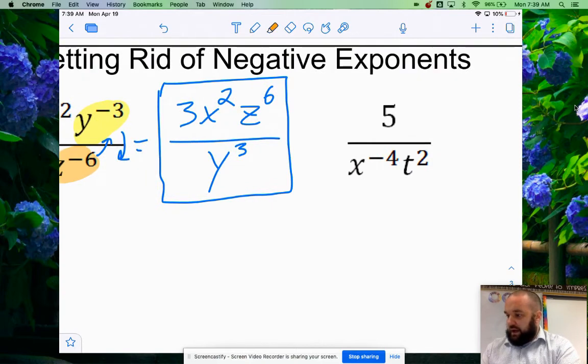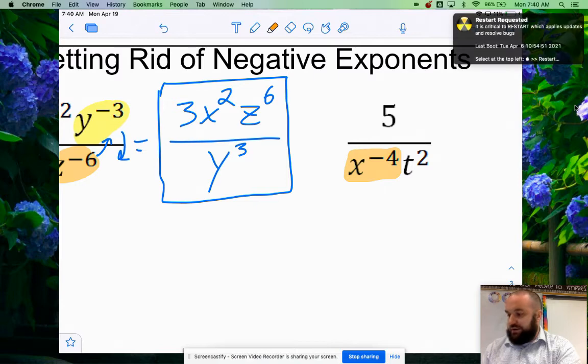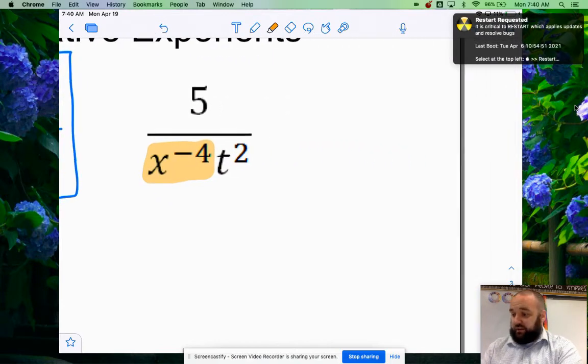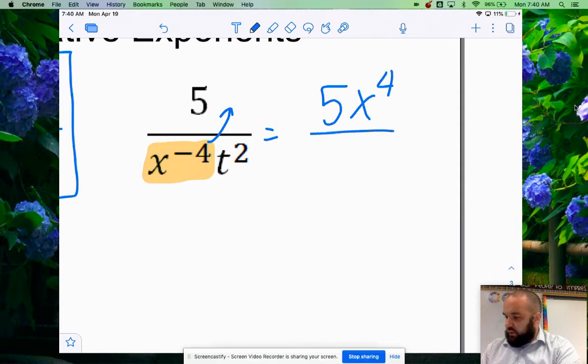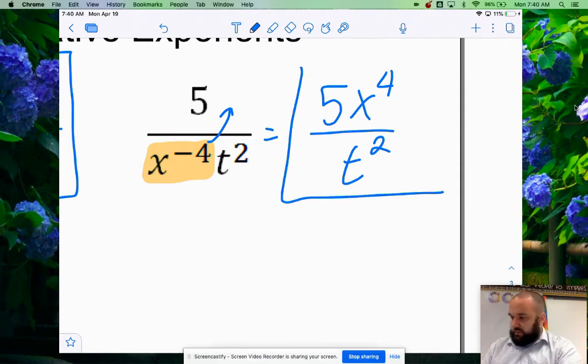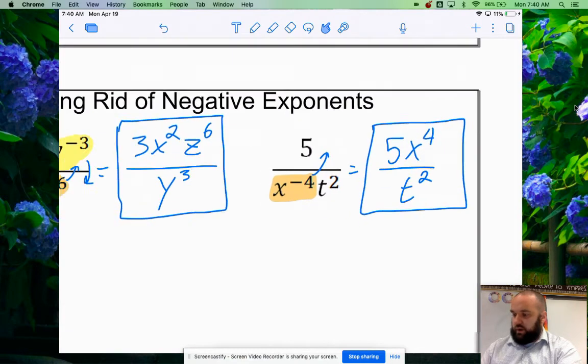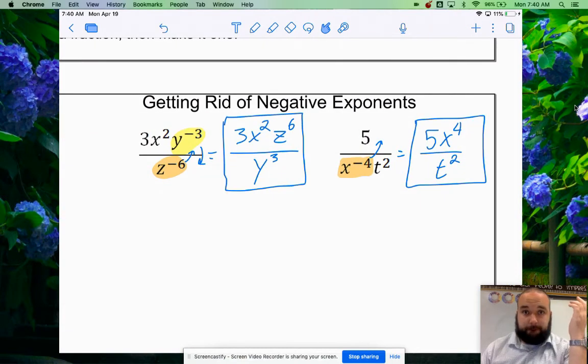Same thing here. The variable x has the negative 4th power, but that's the only thing that has a negative power or negative exponent. So I'm going to move x bottom to top. So I've got 5x to the 4th over t to the 2nd. Nothing else can be done to simplify this, so we are finished with our portion of it.